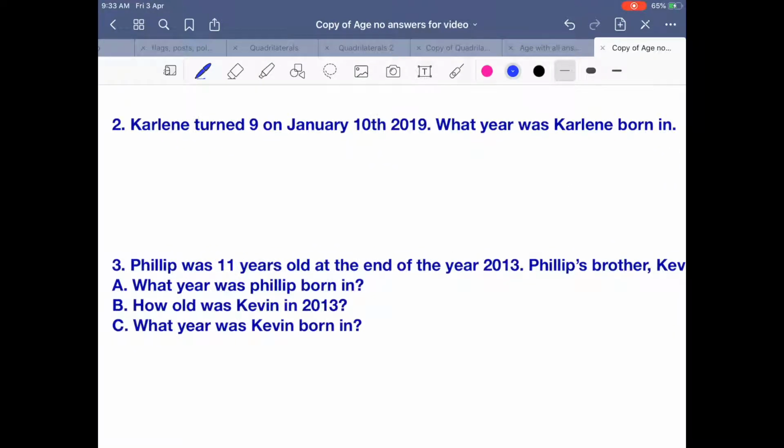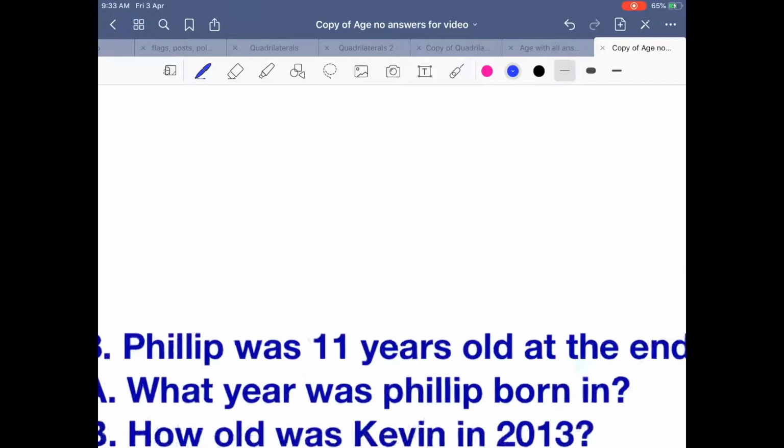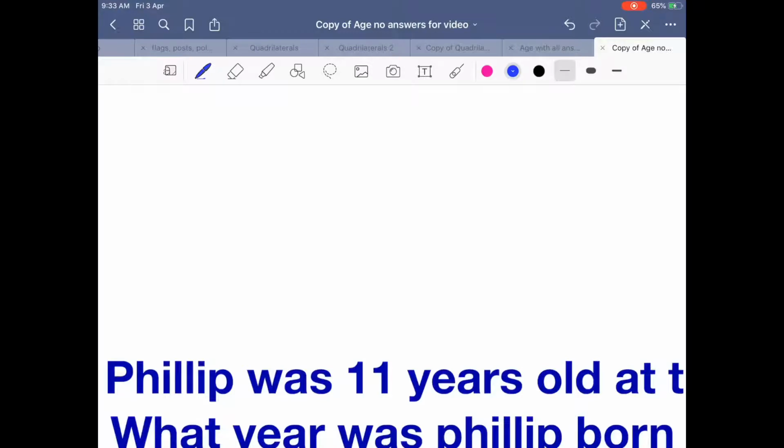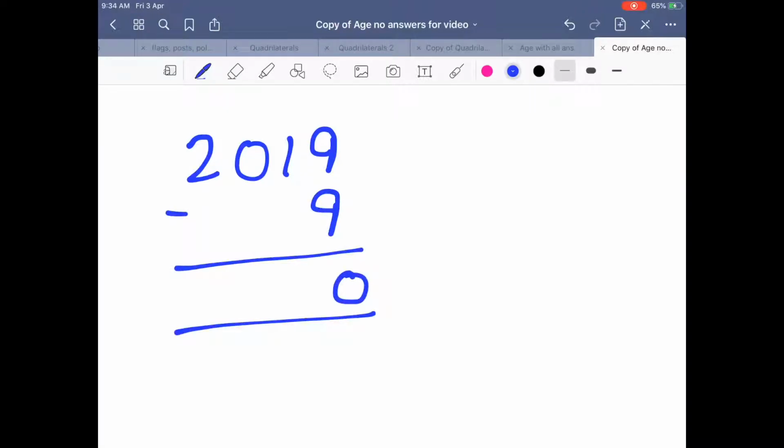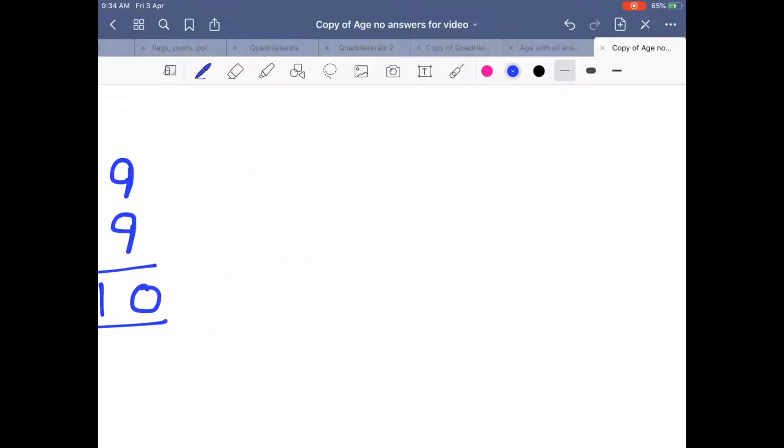Carleen turned 9 on January 10th, 2019. What year was Carleen born in? So we know that Carleen was born 9 years before 2019. So we simply need to take away 9 from 2019. That is simple subtraction. We will get 2010. Your answer is 2010.